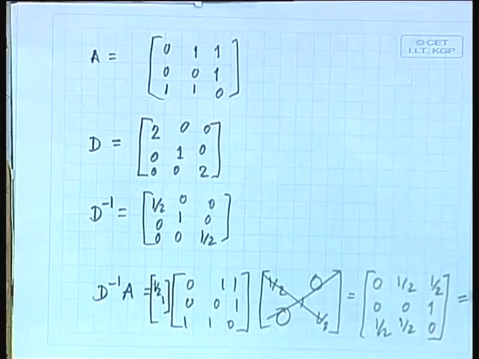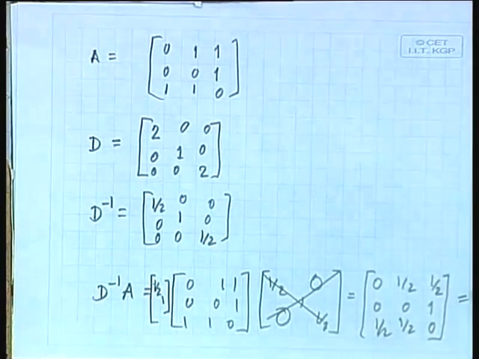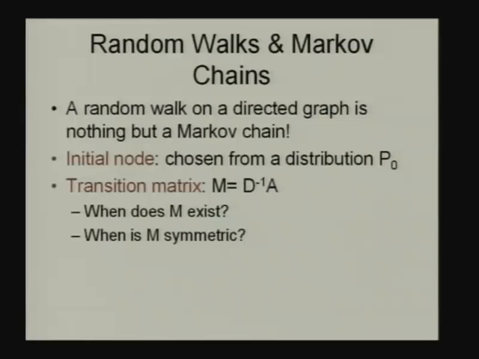So, here are two very short questions. When does M exist? All diagonal elements of D are non-zero, and that would imply each node has at least one outgoing edge. And when is M symmetric? For undirected graphs, A is symmetric. So, if A is symmetric, is it necessarily the case that M is also symmetric? Let us see.